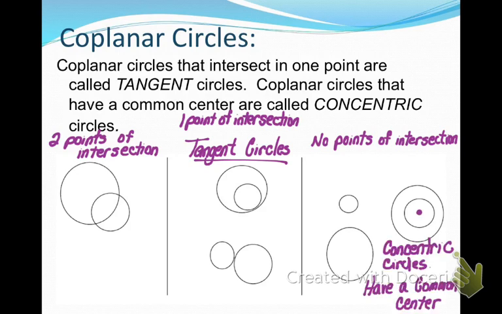And concentric circles have a common center, so it would be like this one. These 2 circles are concentric.